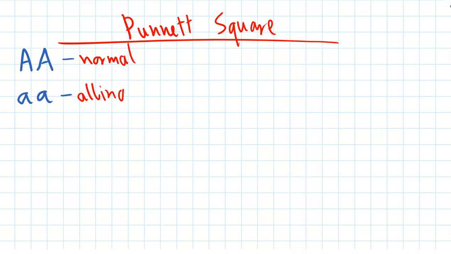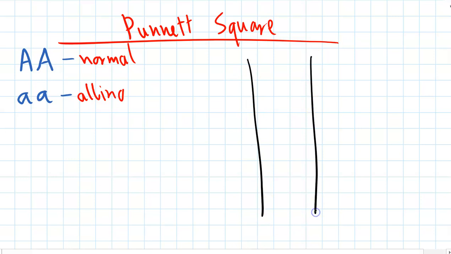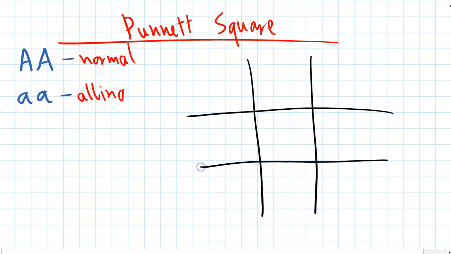we can use a Punnett square to predict all the genotypes and the phenotypes that are possible in their children. So a Punnett square is really just a two-way table. So we start off with a noughts and crosses board, basically. On the side columns, we've got the parents' possible alleles that they can pass on to their children. So let's just say we've got the father is normal, the mother is albino.